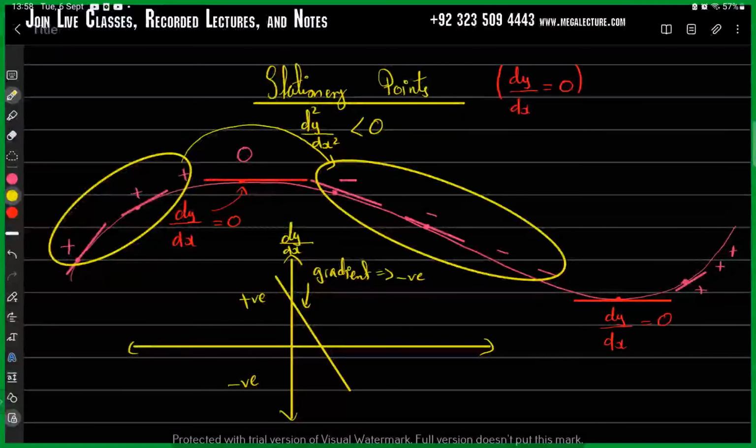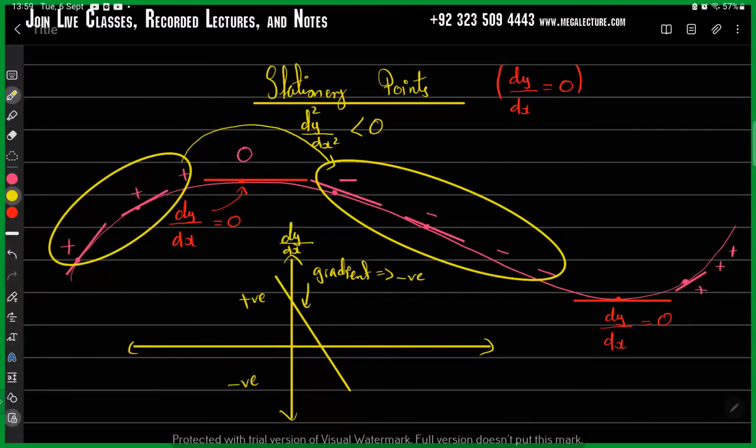So this negative gradient is coming when we had this scenario, right? And what was this scenario? This was basically a maximum point. This happened when our dy by dx shifted from positive to negative. And whenever our dy by dx shifts from positive to negative, that is going to give you a maximum point.